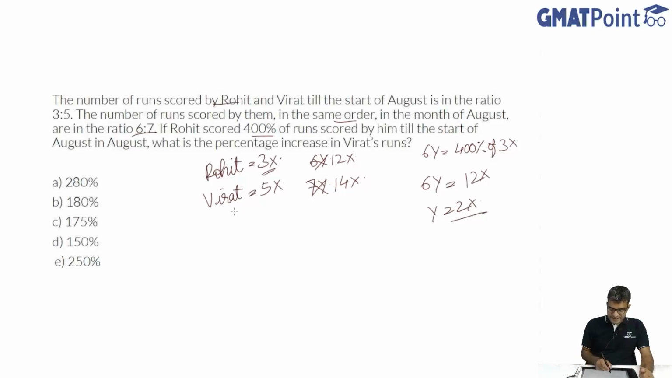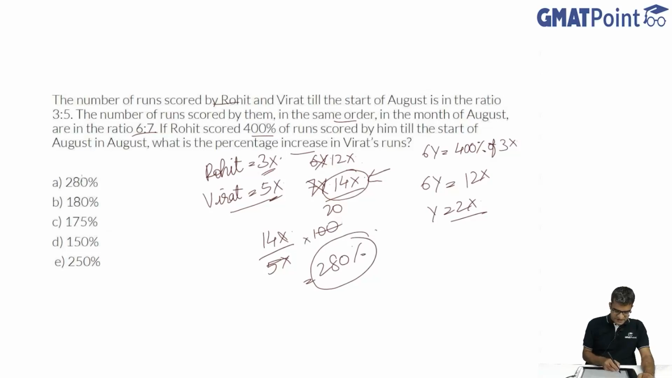So now the increase in the runs of Virat is 14x. He initially had 5x, now the increase is 14x. This would tell us that the percentage increase in Virat's runs will be 14x divided by 5x into 100. Change divided by the original value into 100. This you can simplify. This is 20, so this is equal to 280%. So the answer for this question is option A, which is 280%.